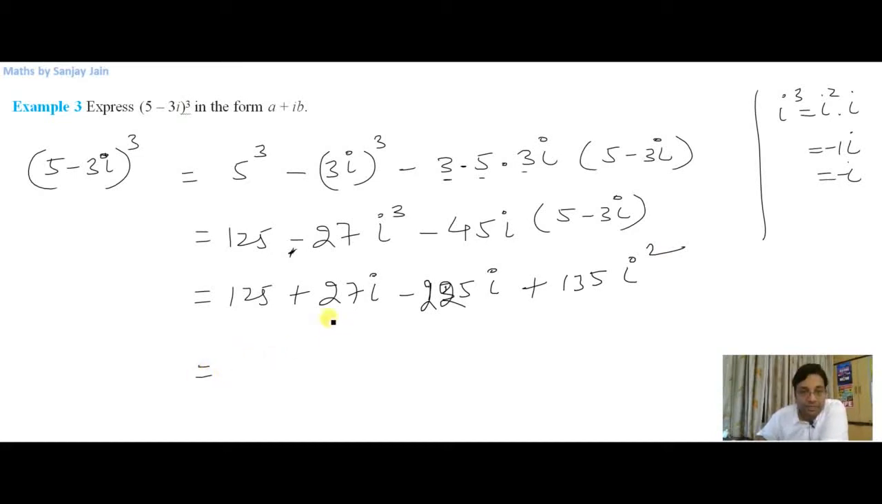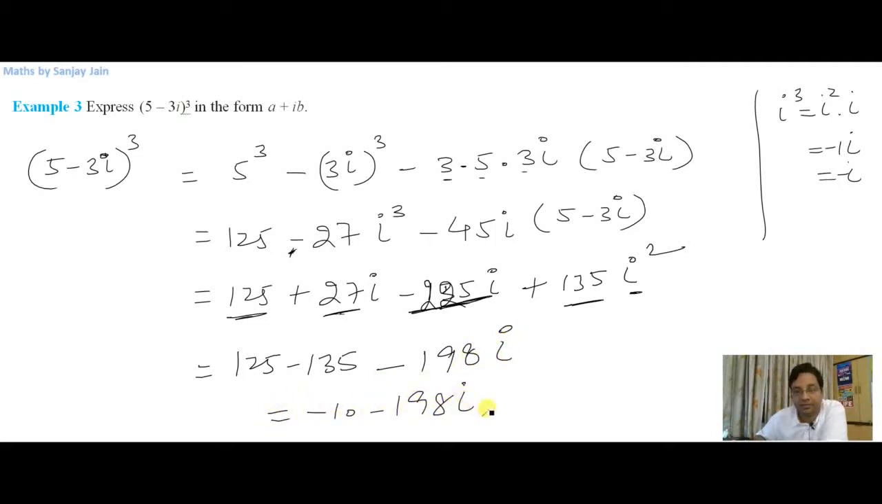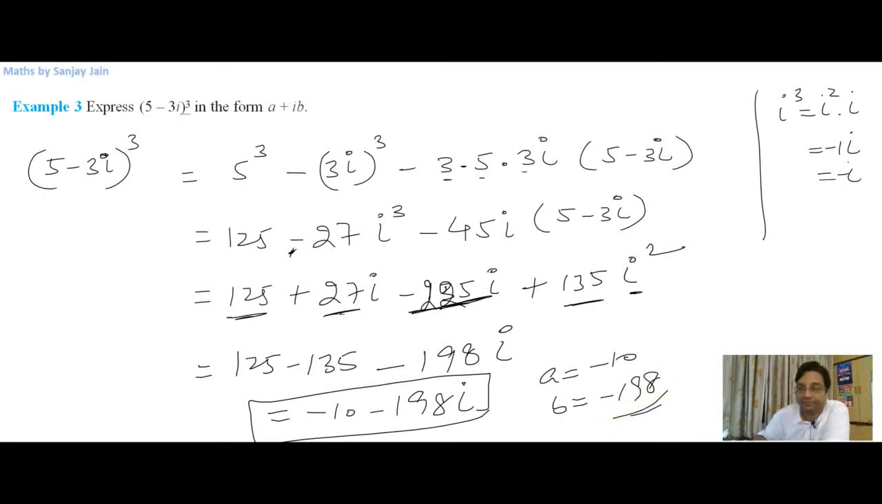So it will give me 125, and this is iota squared is minus 1, so minus 135 will give you minus 135, and 27 minus 225 will give you 198 iota here. So this will be minus 10 minus 198 iota, where A is equal to minus 10 and B is equal to minus 198.